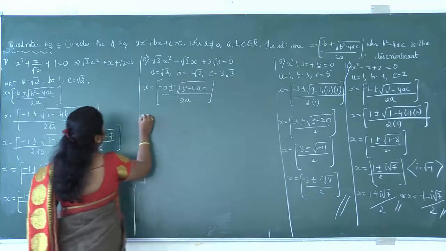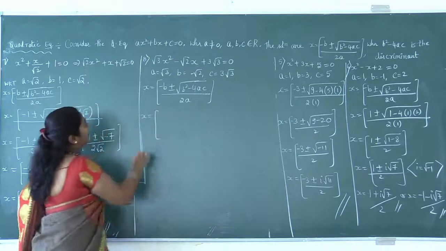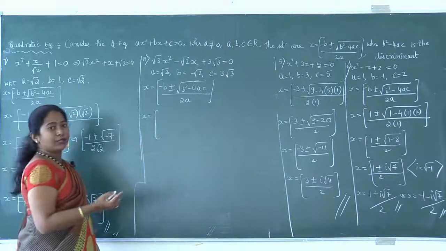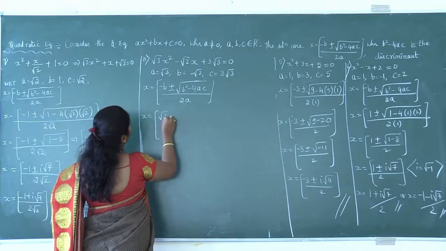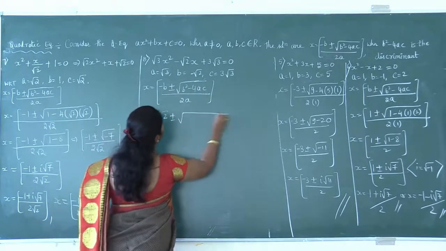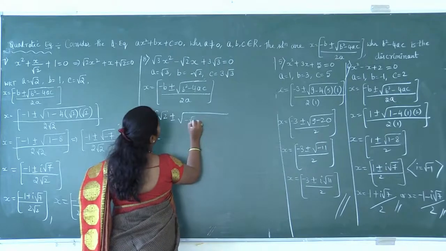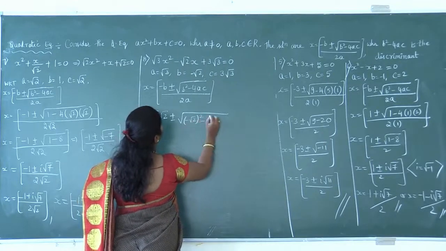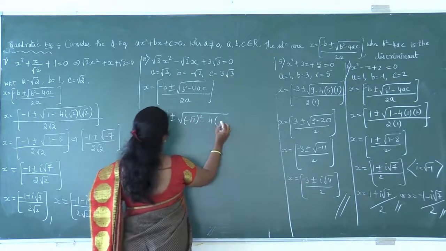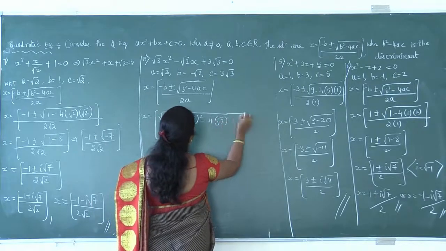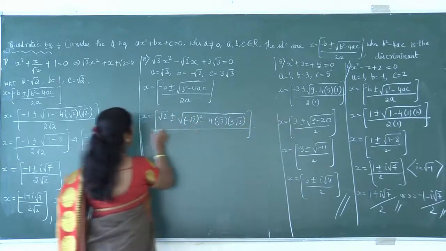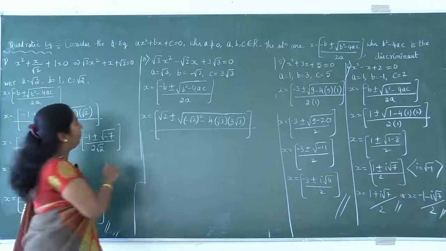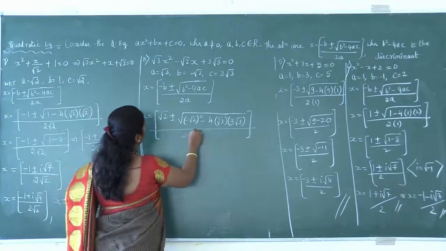So this is x equal to, what is minus b? Minus of minus root 2 will be plus root 2, plus or minus b square, minus root 2 whole square, minus 4 into what is a? Root 3. What is c? 3 root 3. Completing, divided by 2a. What is the value? 2 into root 3.